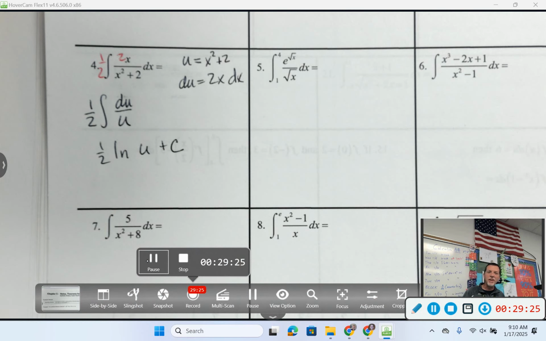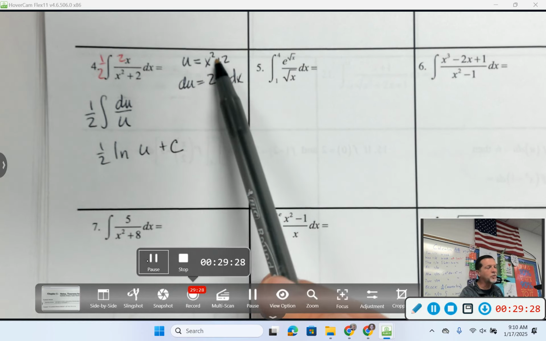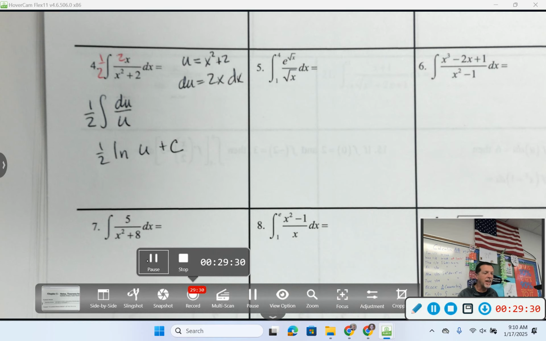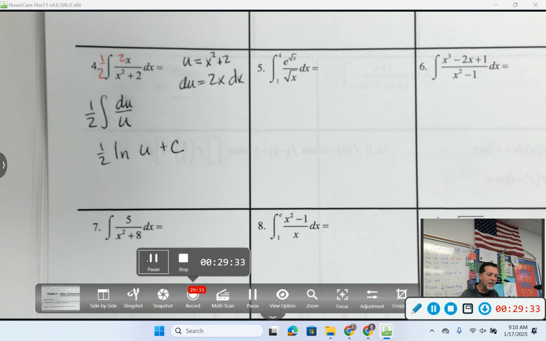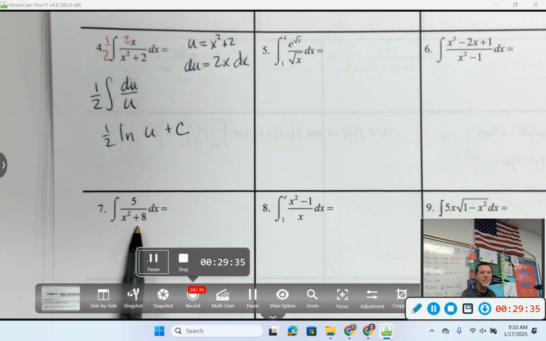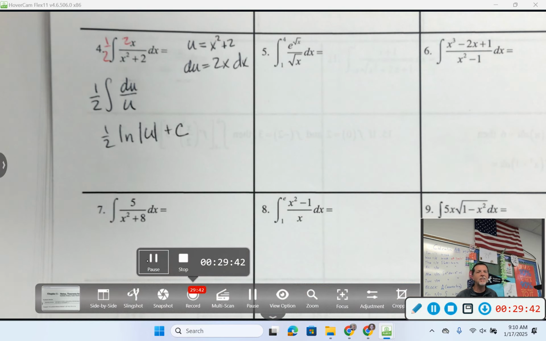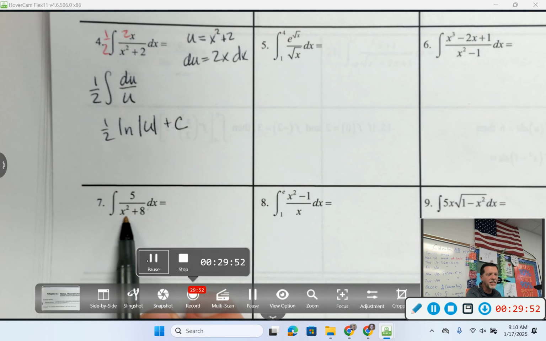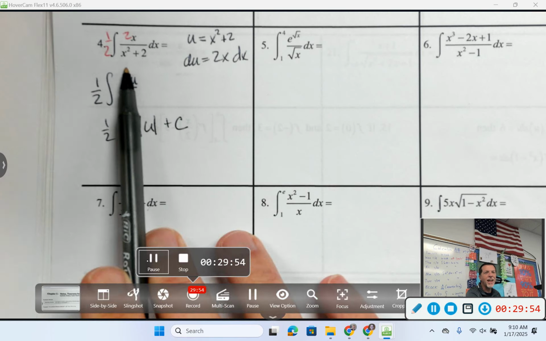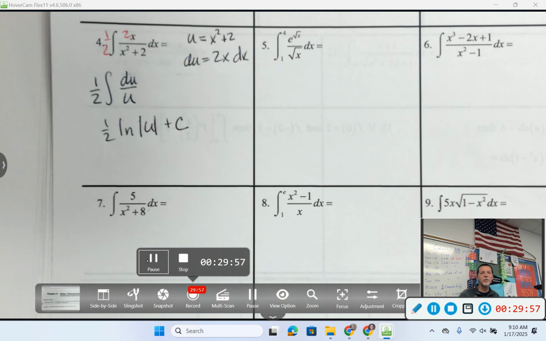So that x up there changed it from an arctangent problem to a u substitution problem. But if that x had not been there, like number 7, what's number 7 going to be? There certainly is. Good call. Peeking ahead at number 7? That one's going to be arctan. And u will be just x. But that's the tricky part, telling the difference between number 4 and number 7. That's for next week.